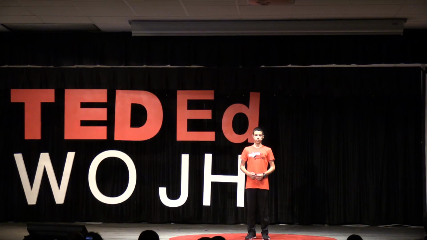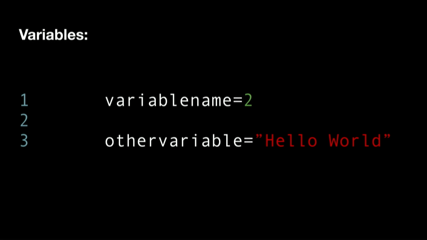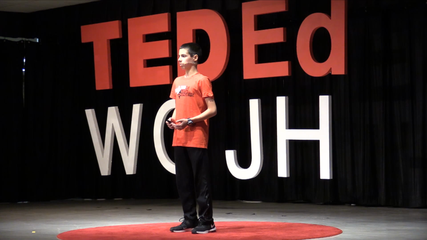In the language Python, we can set a variable by doing variable name equals 2 to set it to 2, or other variable equals "hello world". Hello world is in quotes so that the computer knows you're not setting it equal to another variable, but rather the string of text. So now that we have the variables, we can display them.